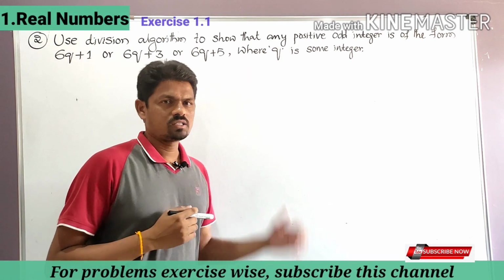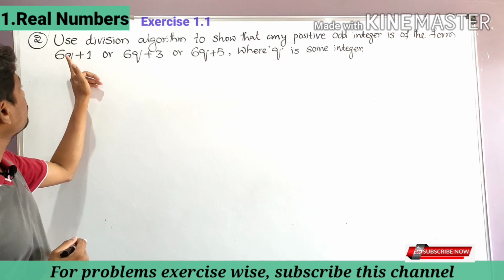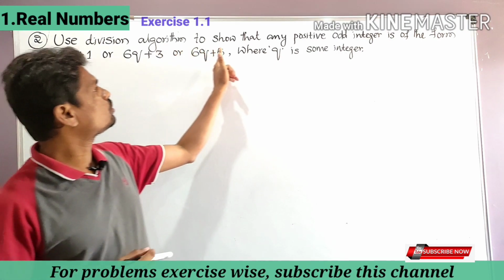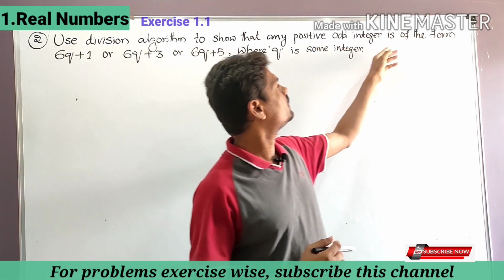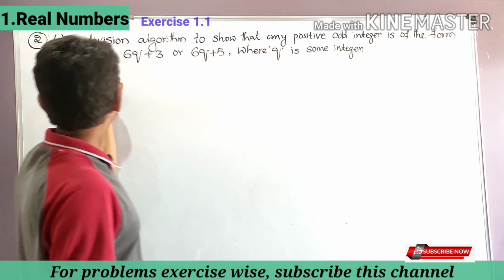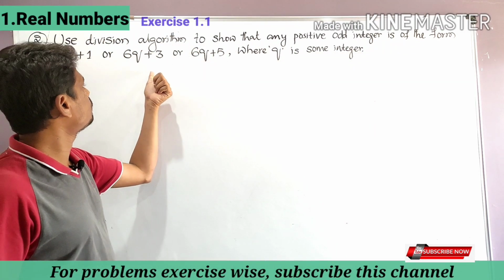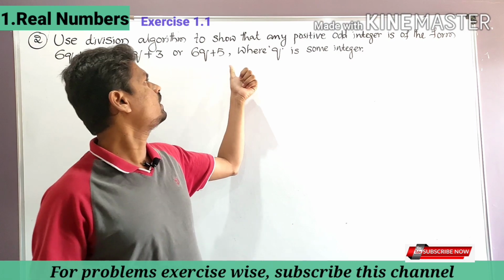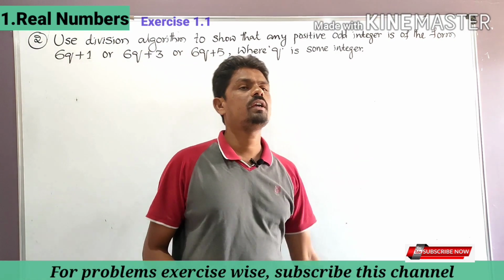Today we are going to solve a problem from the chapter Real Numbers, Exercise 1.1, second problem, student. See here what is given in the problem. Use division algorithm to show that any positive odd integer is of the form 6q plus 1 or 6q plus 3 or 6q plus 5, where q is some integer.